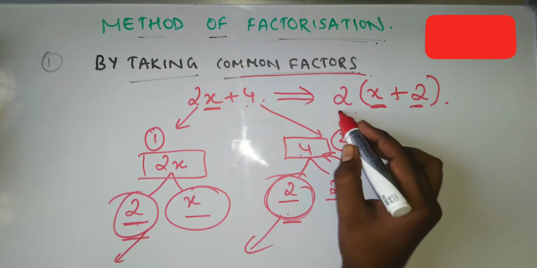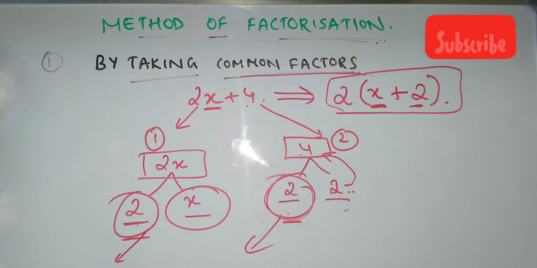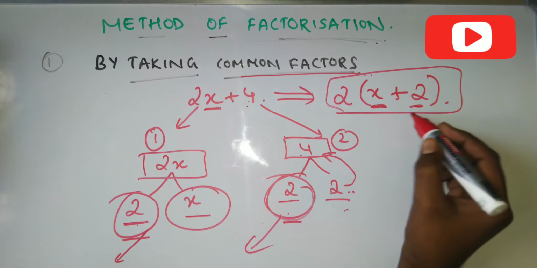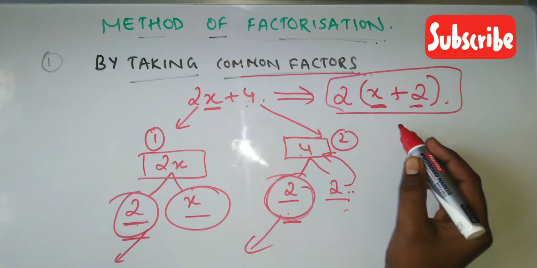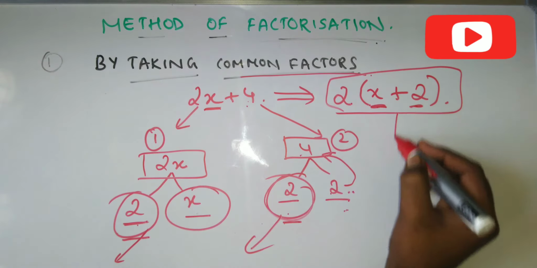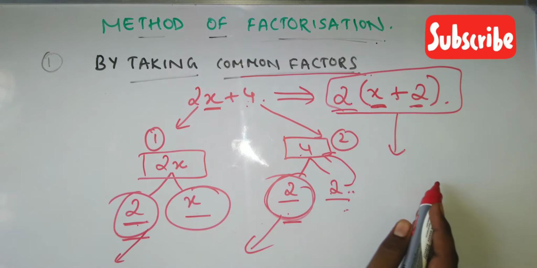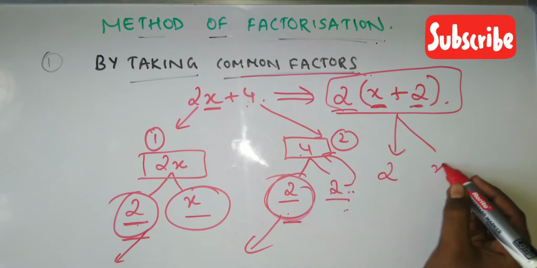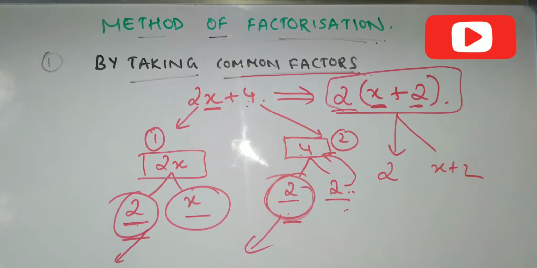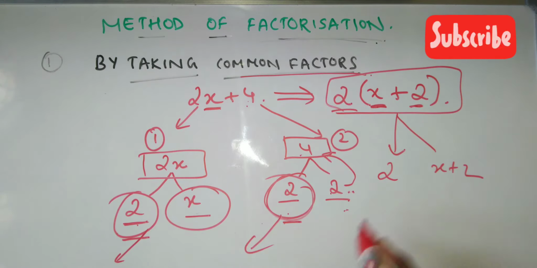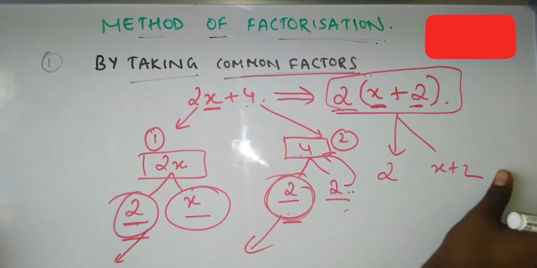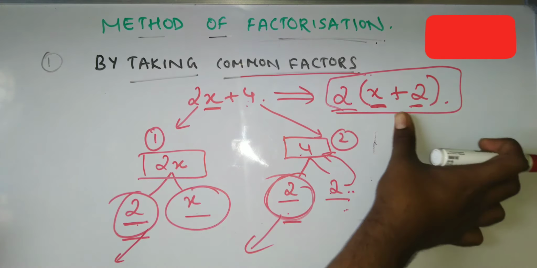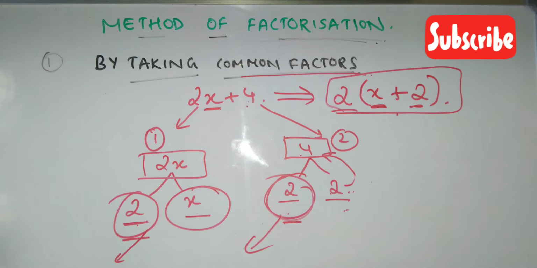This will be the factorized form. If you see here, if I write the factors of this term, this is a term, I'll get 2 and x plus 2. We cannot reduce it again. That means we cannot find factors again for this. So this is nothing but irreducible factors. That means you cannot reduce it further.